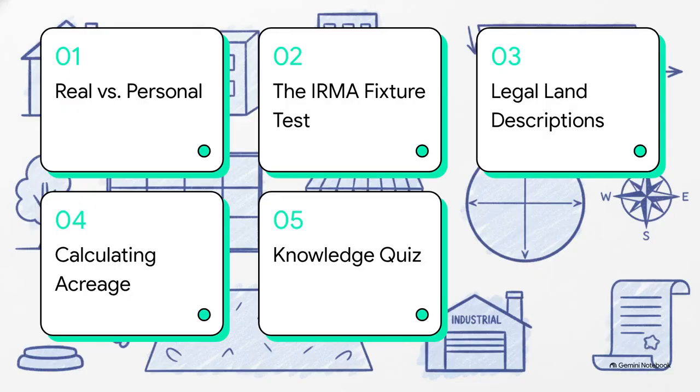Here is our roadmap for today. First, real versus personal property. Second, the IRMA fixture test. Third, legal land descriptions. Fourth, calculating acreage. And finally, we'll wrap up with a scenario-based knowledge quiz, so keep your ears open for that.